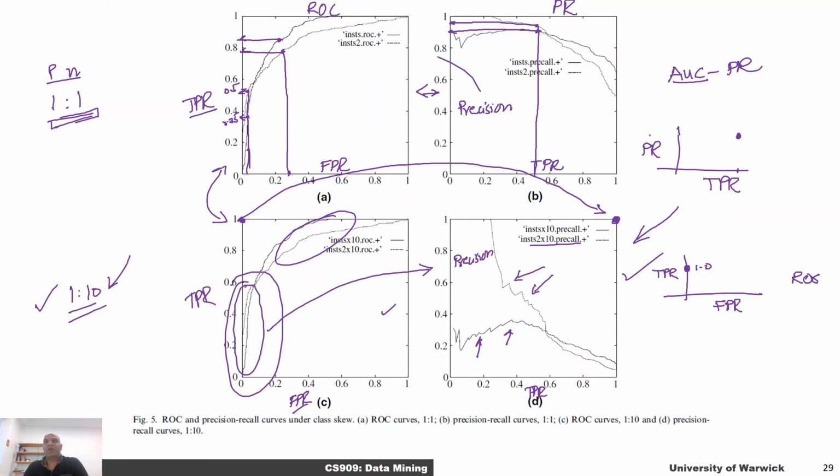And now I'm going to ask you a series of questions that is going to help you understand this better. I'm going to plot a series of examples of ROC curves and PR curves in the next video, and that is going to help you understand these concepts and relate them to each other in a better way.